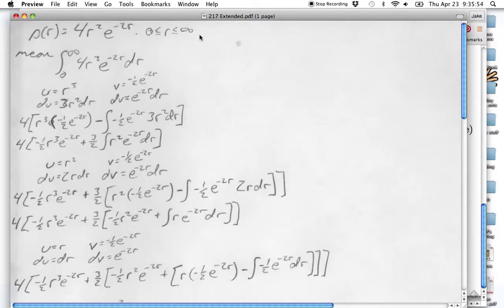Okay, so to find the mean or the expected value, we want to run an integral over the whole domain, and notice the difference here. We have r squared here, we have r to the third here.